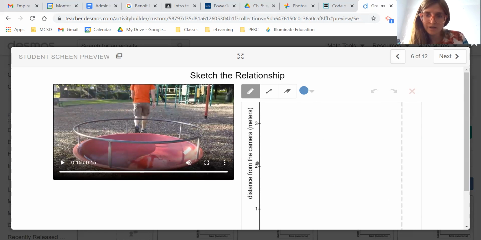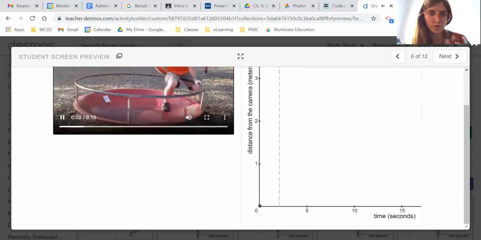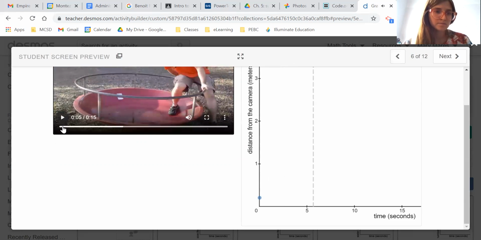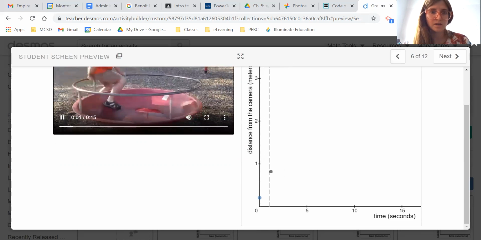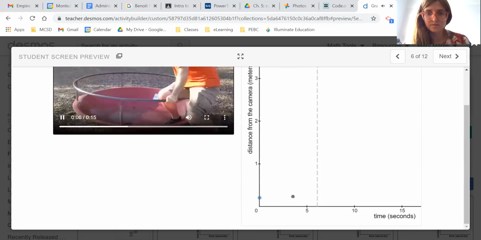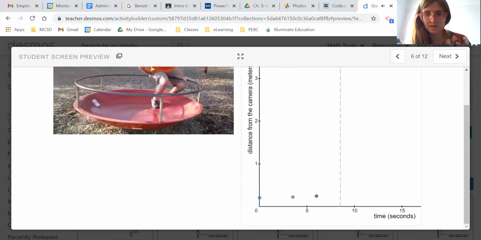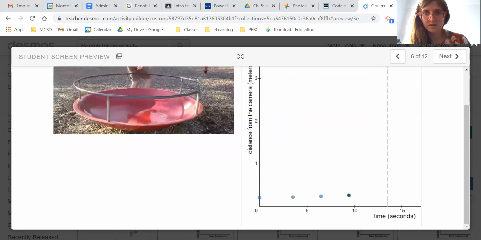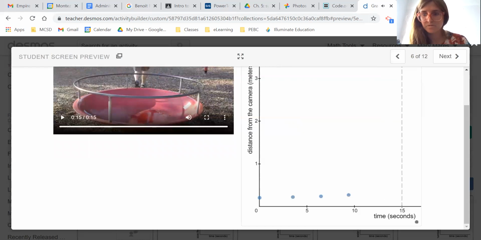Okay. So I liked what I just did of kind of plotting my different points. So let's start over again. So he starts close. Go back. And then at 3 seconds he comes around again. 6 seconds he comes around again. 10. And then here he starts walking away.